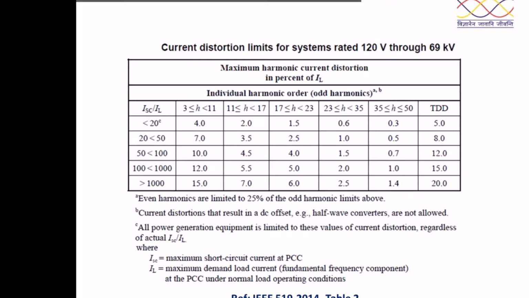Again, I will repeat, if the source fault level is less, because the impedance is high, you are allowing less harmonic current to get injected. When the source fault level is very high, that is the ISC by IL ratio is very high, which implies impedance is low, in order to get the same voltage distortion, you can push more harmonic current. Therefore, for higher ISC by IL, higher current injection is allowed.